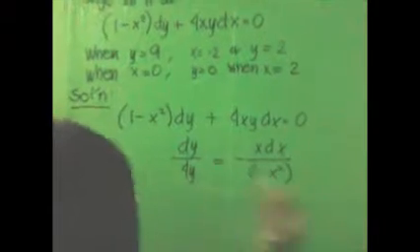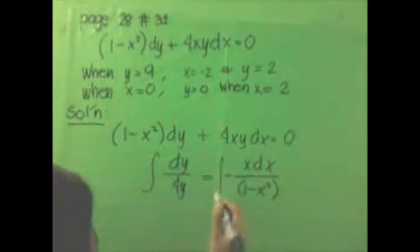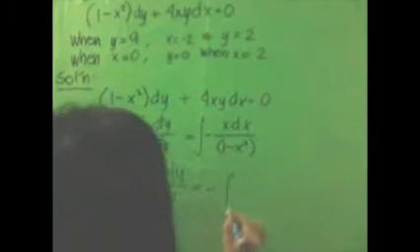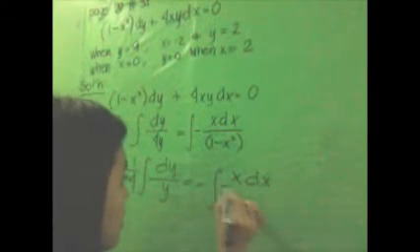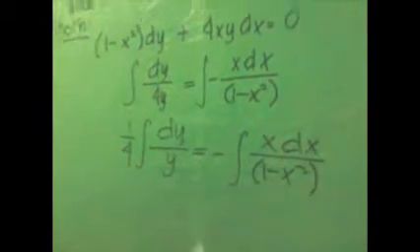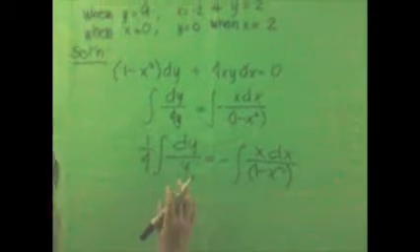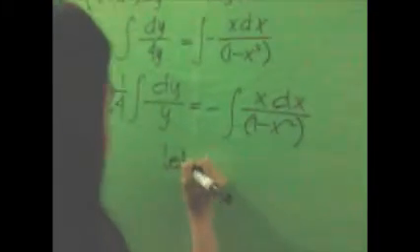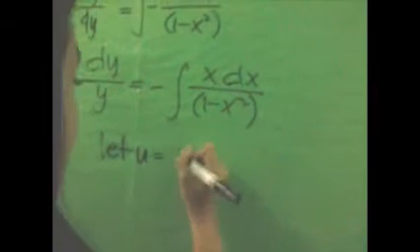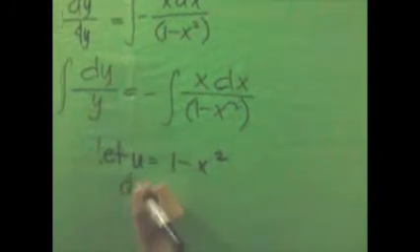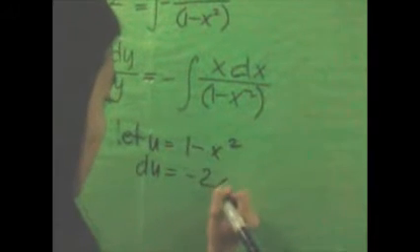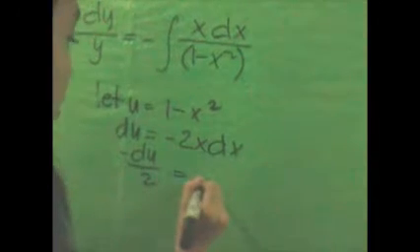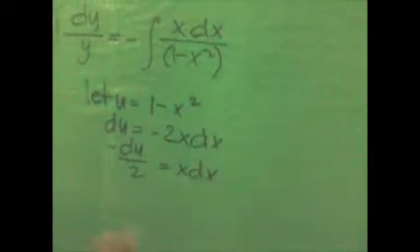Now, integrating both sides, we get 1/4 integral of dy over y is equal to the negative integral of x dx over 1 - x^2. Since this one is easy to integrate, we will proceed with the other one. We will let 1 - x^2 be u. du is equal to -2x dx. Negative du over 2 is equal to x dx.